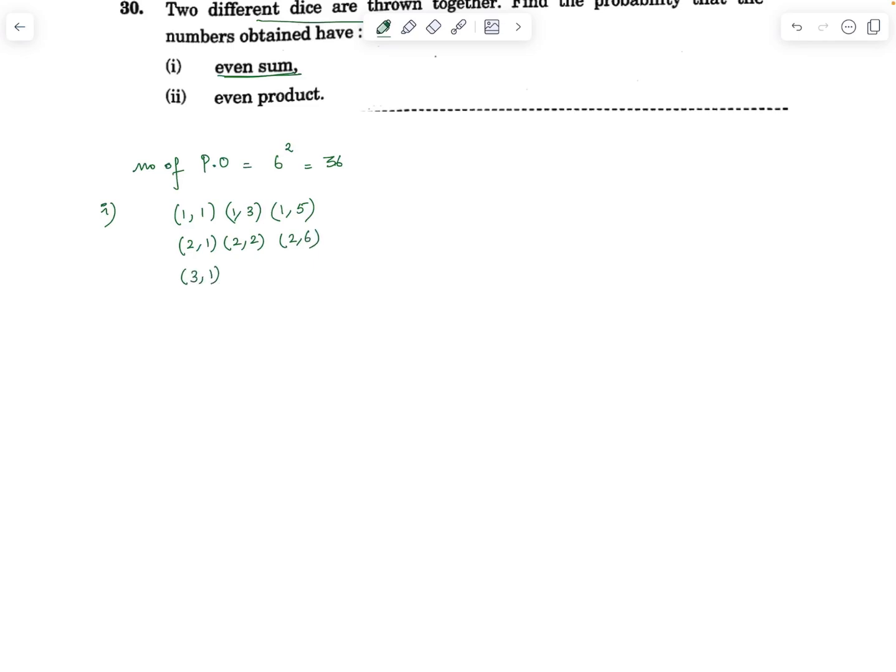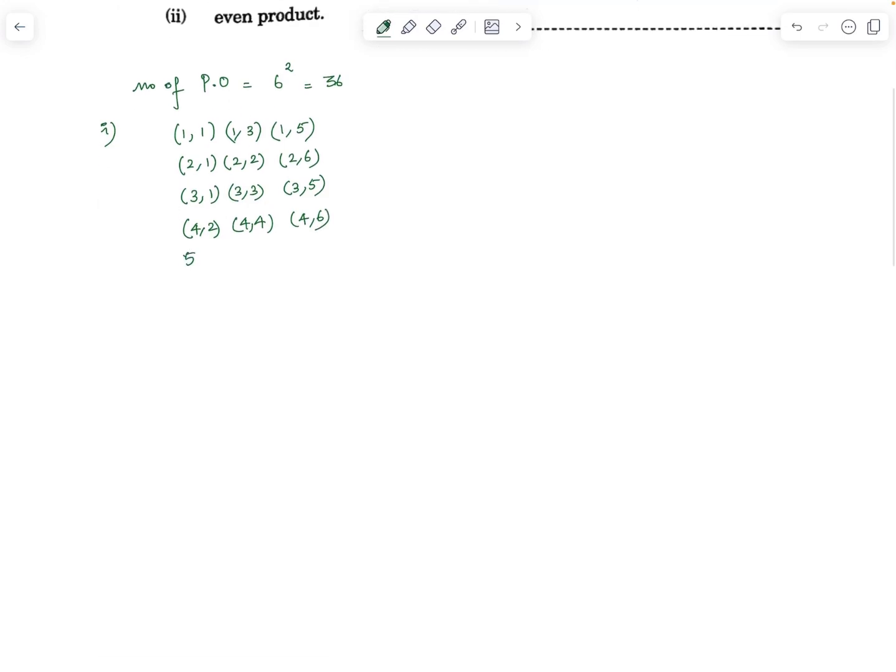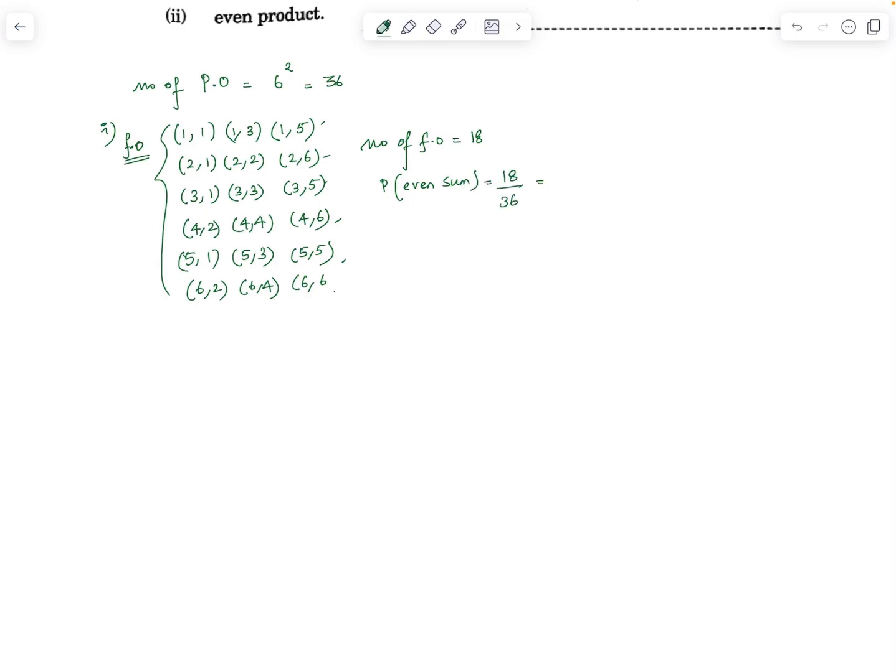3 comma 1, 3 comma 3, 3 comma 5, 4 comma 2, 4 comma 4, 4 comma 6, 5 comma 1, 5 comma 3, 5 comma 5, 6 comma 2, 6 comma 4, 6 comma 6. So these are the favorable outcomes. Number of favorable outcomes is equal to 18. So the probability of getting an even sum is 18 upon 36, which is nothing but 1 upon 2.